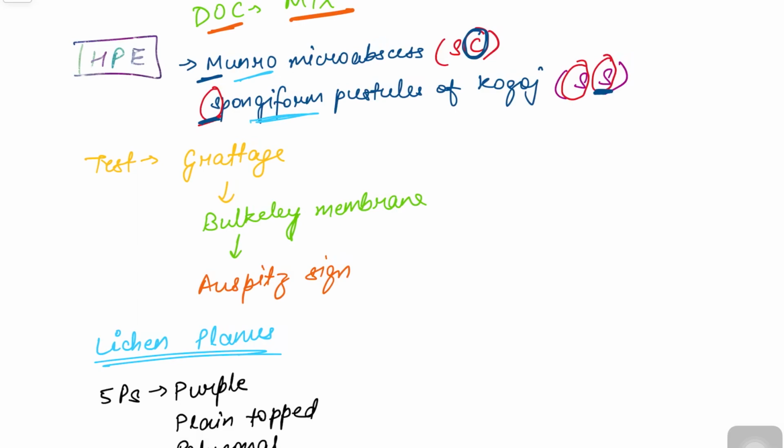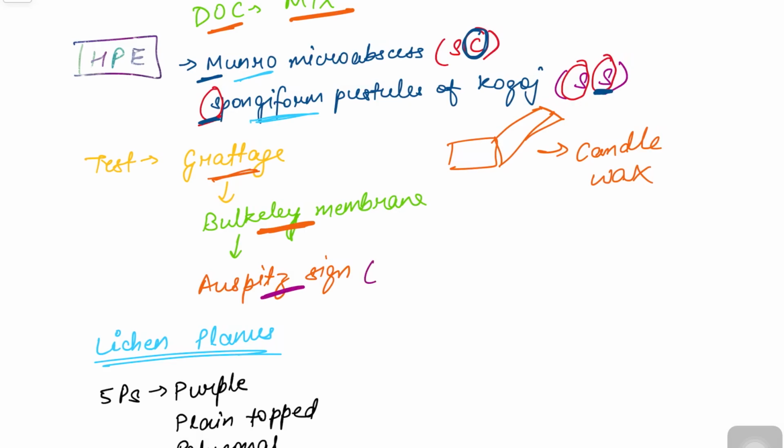The test that we do for this is the Grattage test, where if suppose this is a lesion, we take a glass slide and scrape the lesion with it, and then we can see the presence of candle wax scales. And after that scale comes out, we can see the presence of Bulkley's membrane, and after which we can see the Auspitz sign, which is where we see bleeding points.